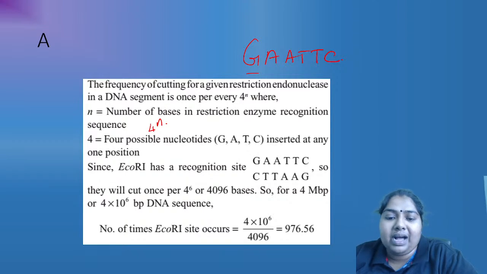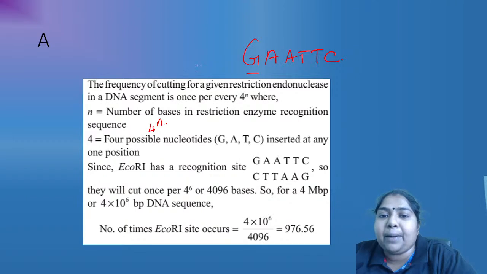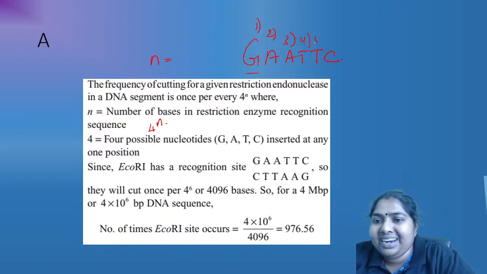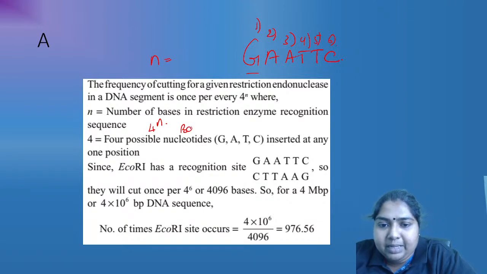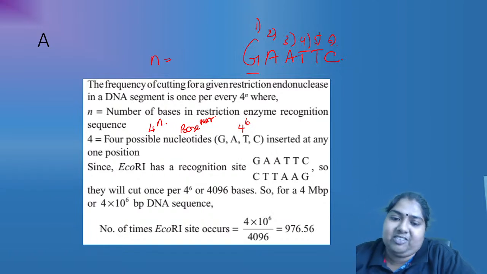Right. And what is n now? N is the number, isn't it? 1, 2, 3, 4, 5, 6. So I usually used to give a formula like base to the power mer. So what is the base? 4 bases are there. What mer it is? 6 mer it is. So 4 to the power 6.